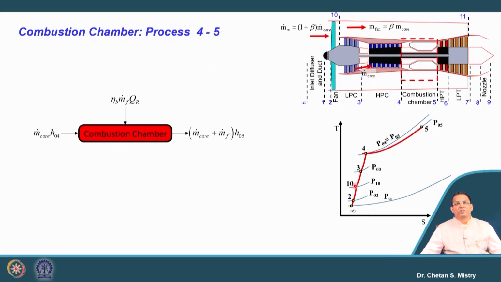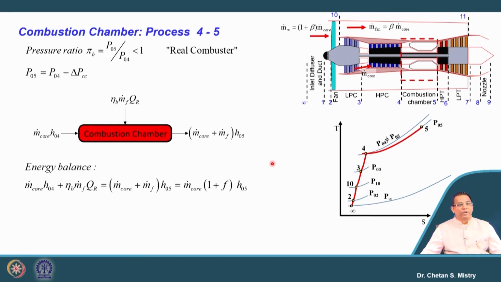Now, let us look at the next component, that is the combustion chamber. For this combustion chamber, we know there will be drop of pressure and this drop of pressure will be in the range of 2 to 5%. So, we can calculate what will be our outlet pressure. We can calculate our fuel air ratio if my turbine entry temperature is known to me.